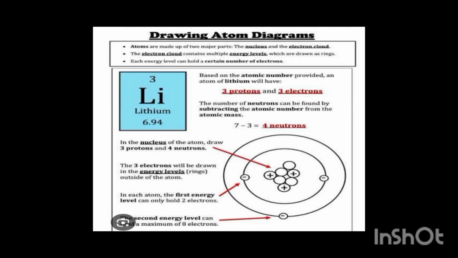In the nucleus of the atom, draw 3 protons and 4 neutrons. The 3 electrons will be drawn in the energy levels, like rings outside the atom. In each atom, the first energy level can hold 2 electrons. The second energy level can hold a maximum of 8 electrons.